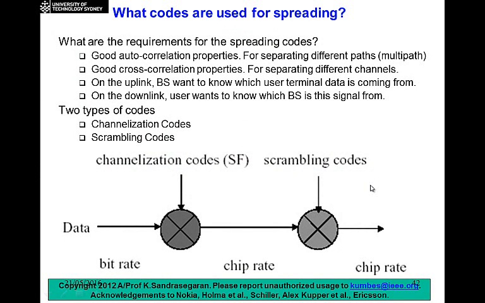So the basic idea in wideband CDMA is that we have two codes. We have something called channelization codes and scrambling codes.